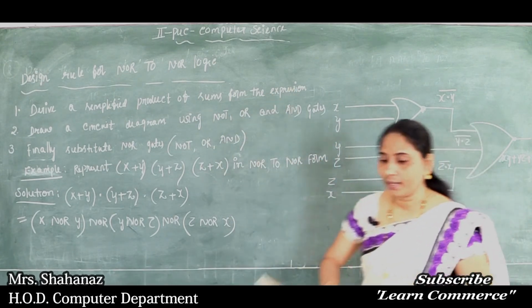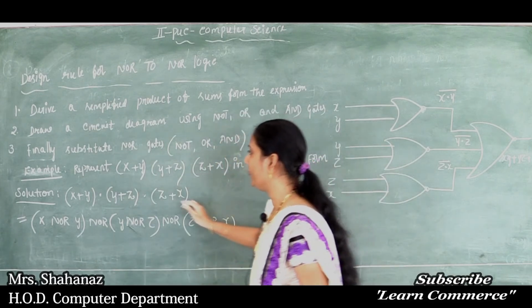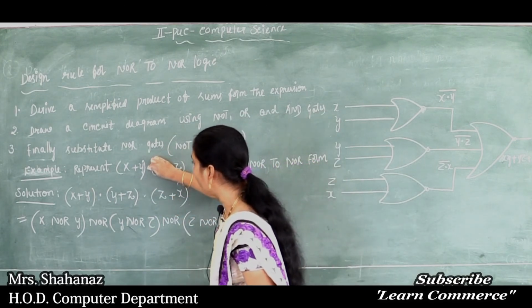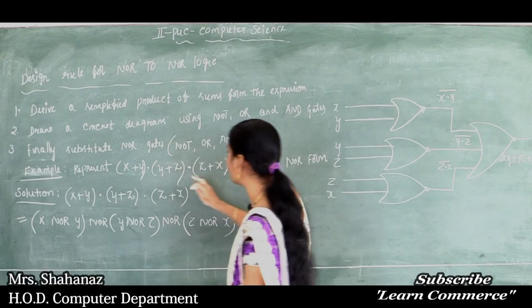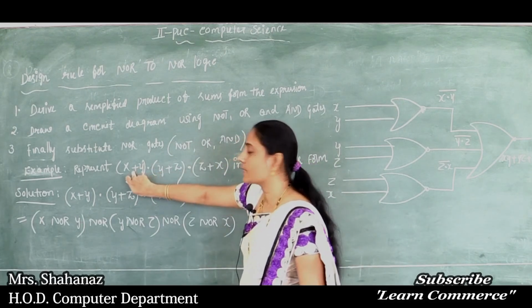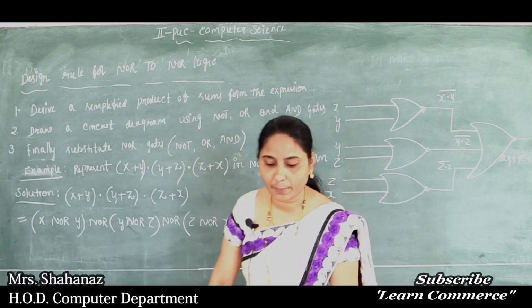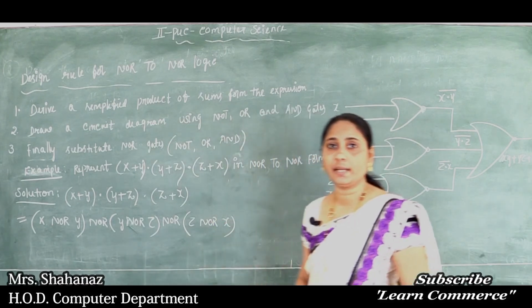I already completed the first example. Here the product, that is the dot, is called the product of sum form. So this is our first step. Later I will tell about the rest.